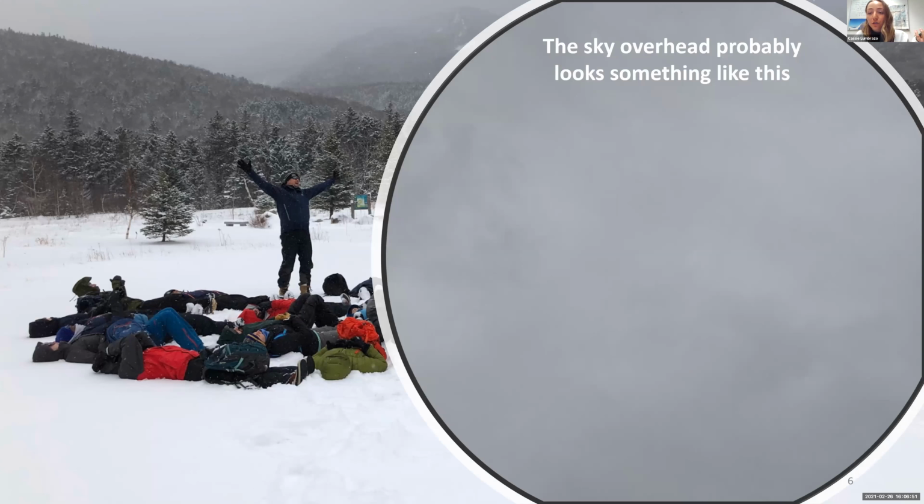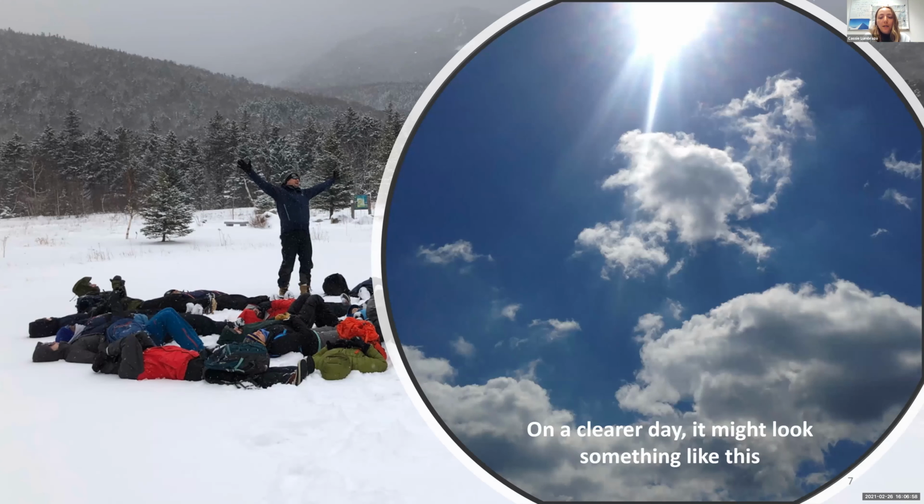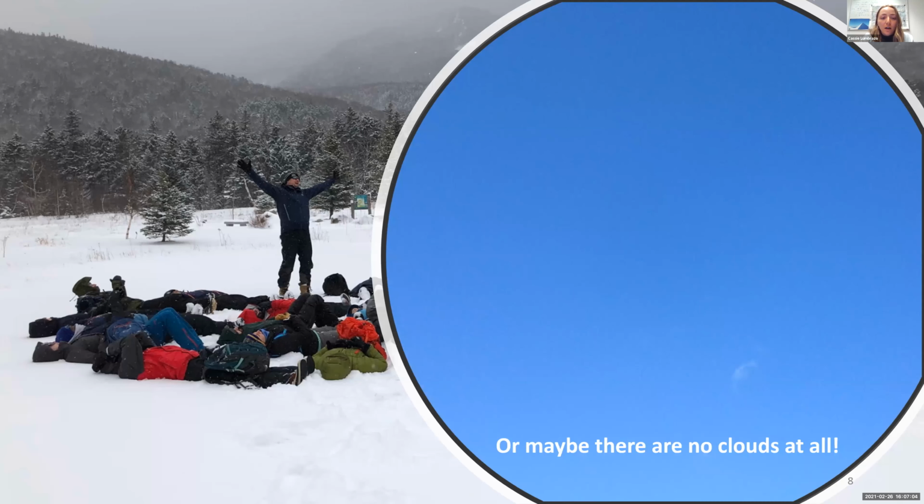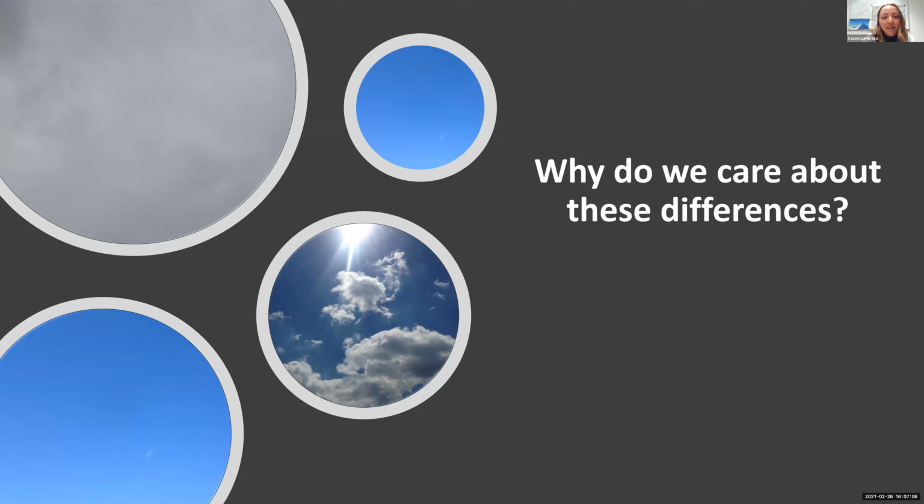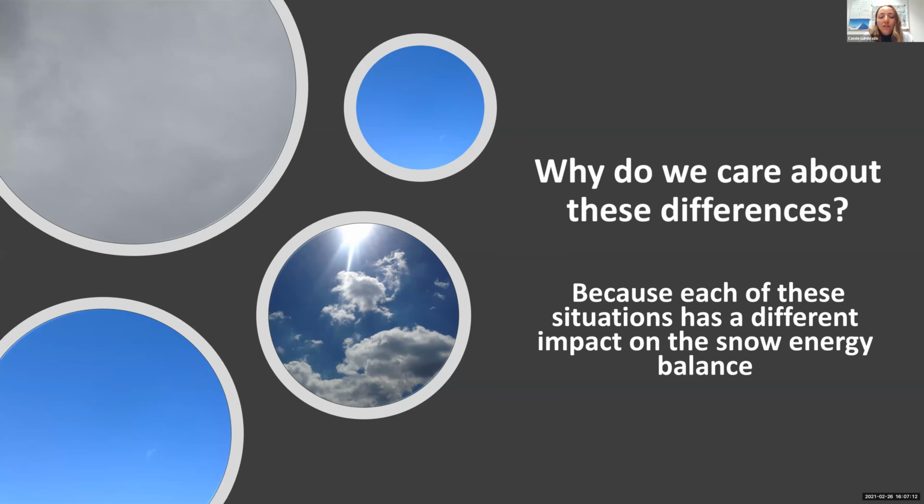Maybe in this photo, if you're looking outside, you see something like this because it was really cloudy and snowy that day. But another day, it might be really clear or have some scattered clouds and look something more like this. And you might be like, Cassie, you're going off on a tangent. Why does this matter? Well, this really does matter because all of these different situations are going to impact our snow energy balance. That's why Nick had us lay there and start thinking about these questions.